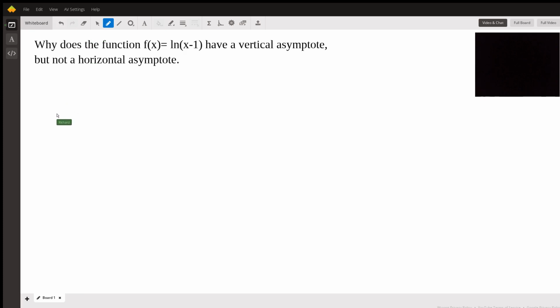The log notation, when we say log of x, it means log base 10 of x. If we say ln, or the natural log of x, that equals log base e of x. So this is called the natural log.